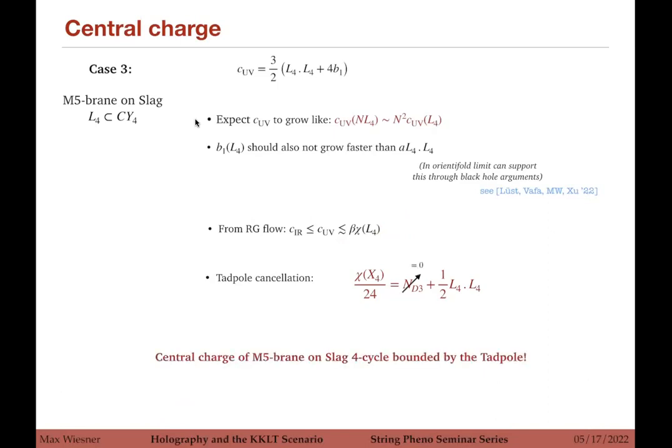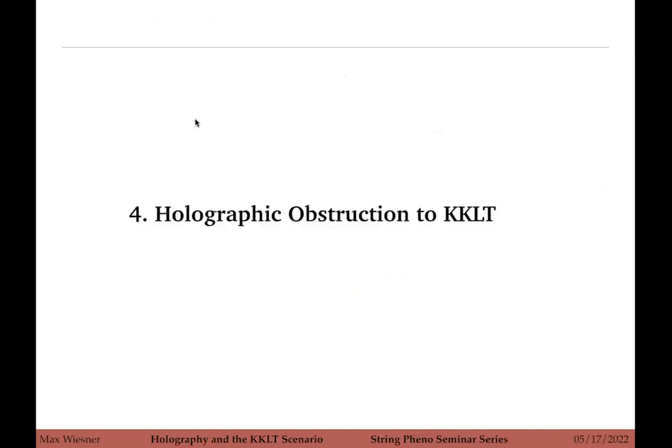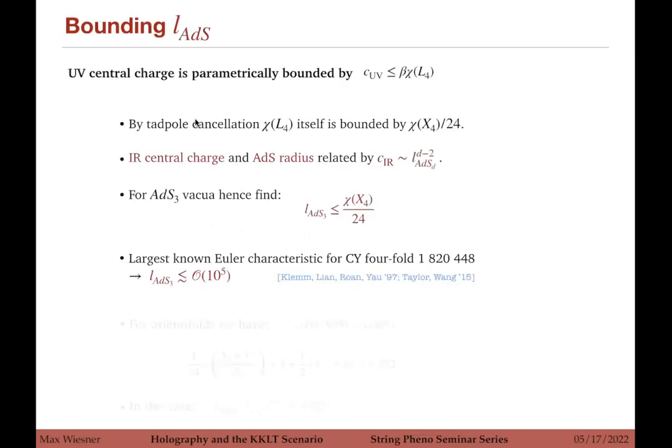We are interested in the case where we have the highest statistical probability to find vacua with small cosmological constants. So we want large fluxes with large contribution to the tadpole, such that, for simplicity, we set the number of D3 to 0. So the central charge of the M5 brane on the slack 4-cycle is essentially bounded by the tadpole cancellation condition. Now I translate this into a holographic abstraction of KKLT. The UV central charge, as I said, is parametrically bounded by a factor times the Euler characteristic.